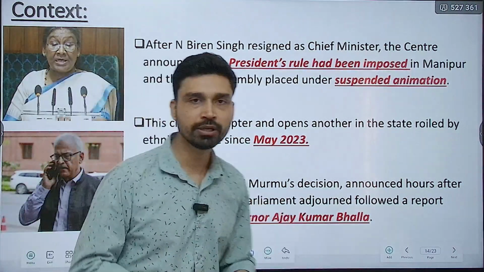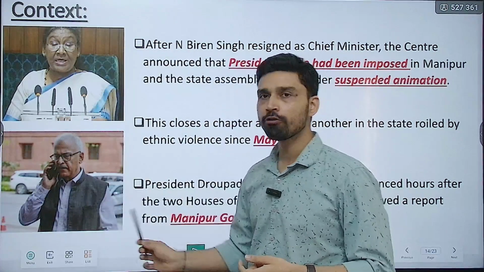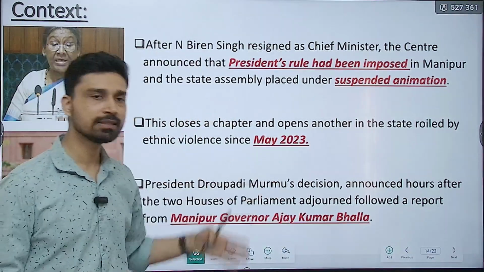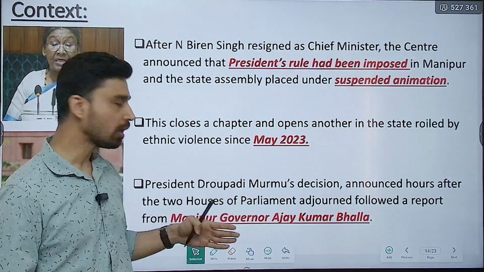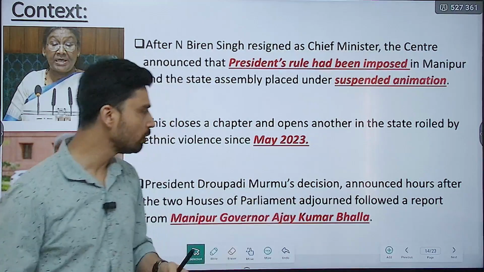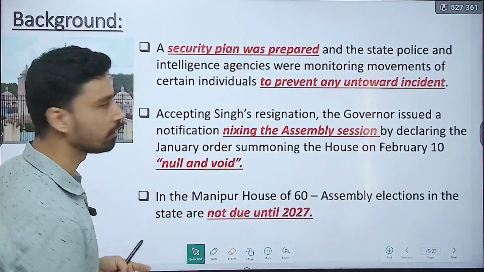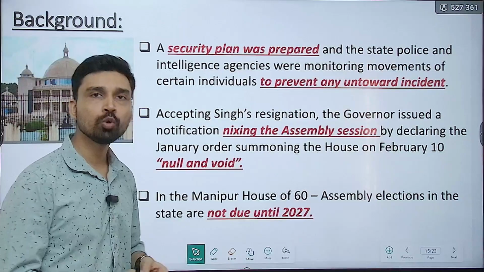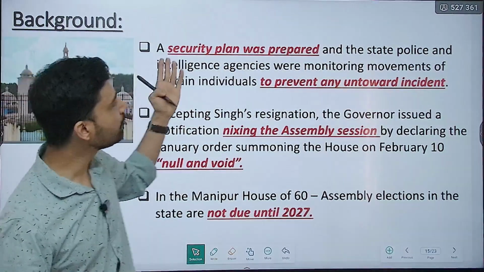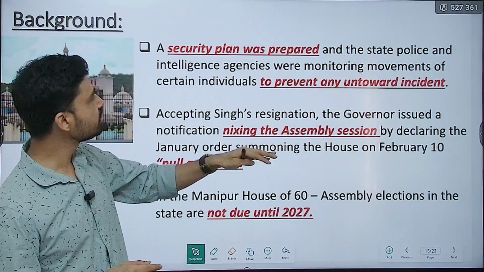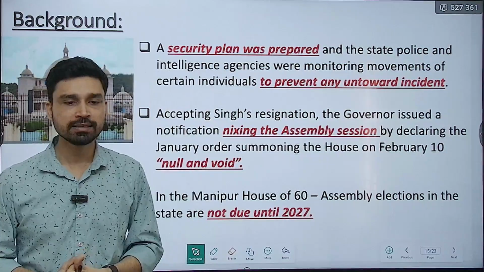Now, President Draupadi Murmu's decision came after her consultation with the current Governor of Manipur, Ajay Kumar Bhalla. After discussion with him, the decision was announced hours after the two houses of Parliament, the Rajya Sabha and Lok Sabha, were adjourned for almost 10 days before they resume the session. Before President's rule was imposed, looking at the sensitivity and the overall ethnic conflict in Manipur, a security plan was prepared by the Ministry of Home Affairs, and state police and intelligence agencies were monitoring the movement of certain individuals so any untoward incident could be prevented.